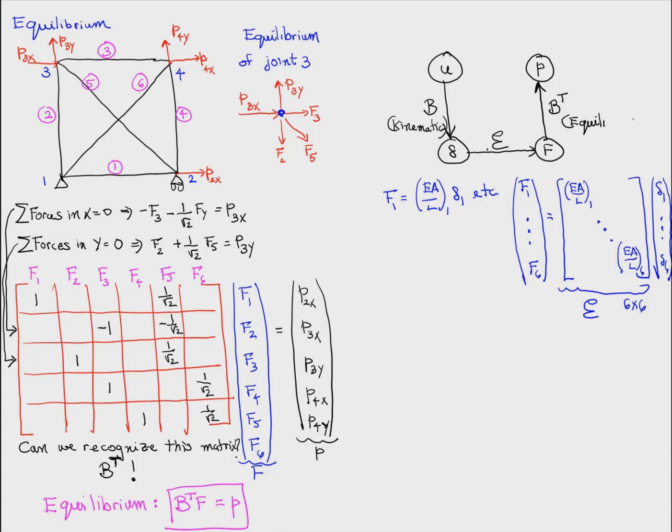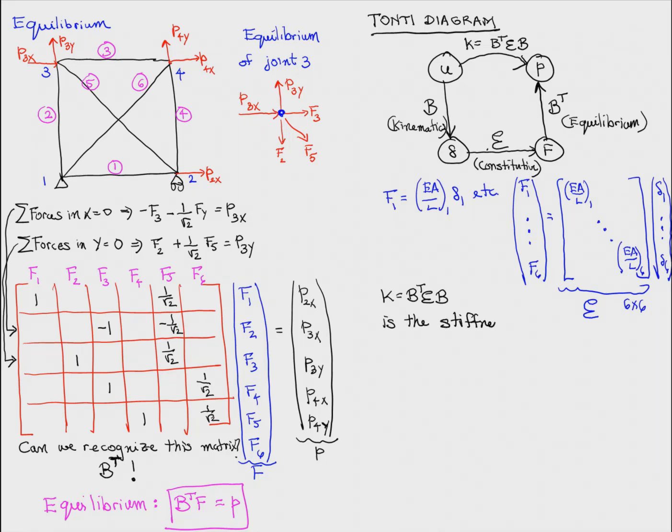So each branch of this picture can be labeled kinematics, equilibrium, and this E matrix represents what we call constitutive equations. These are material properties. This picture is called a Tonti diagram. Now, from this picture, we can deduce that to go from U to P, we can do B transpose E B times U, and that's the stiffness matrix K.